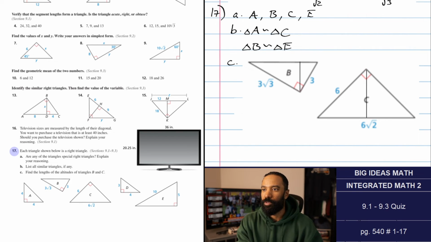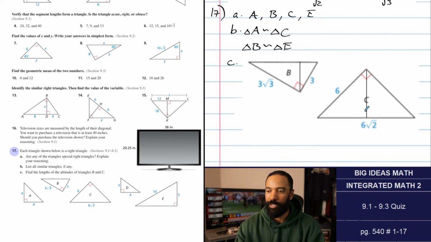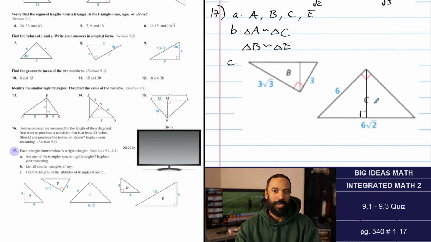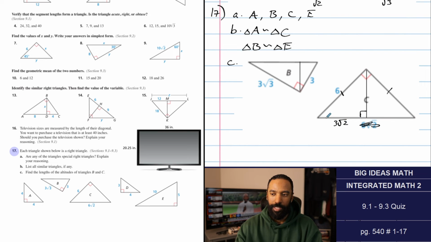Okay, now I kind of want to do C first because of its nature. Like I said, this could be a 9-3 question, but it also doesn't have to be anymore. 6 root 2, this is a 45-45-90 triangle. It's an isosceles triangle, which means this altitude bisects this thing. This length right there is 3 root 2. And this is, by the way, once again, another 45-45-90 triangle. Because of the bisecting, if it's 45-45-90, that also makes this thing 3 root 2. This is a 1 to 1 to root 2 relationship.